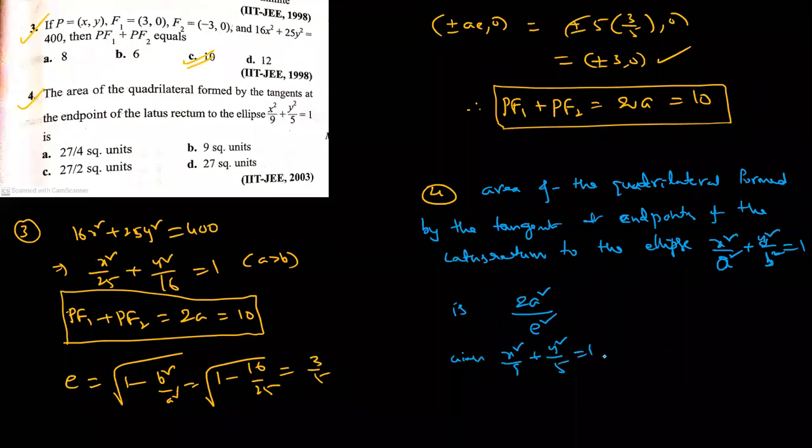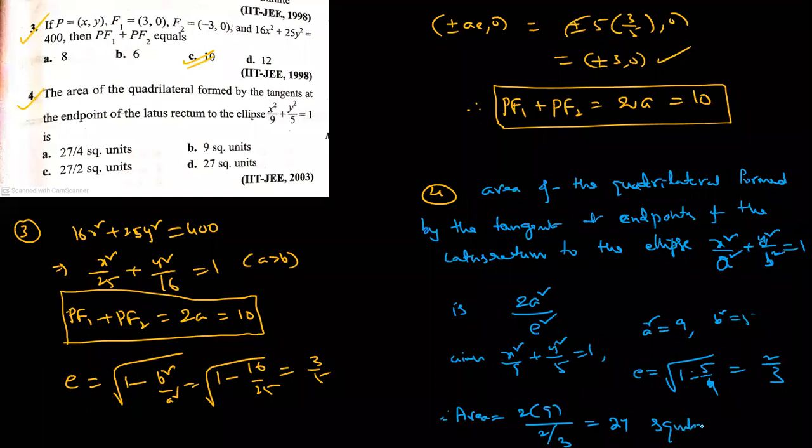So in this case, we should find out what is the eccentricity. a square is 9, b square is 5. The eccentricity is how much? Square root of 1 minus 5 by 9, so 2 by 3 is coming. Therefore, the area is 2 into 9 by 2 by 3. So the answer is 27 square units.